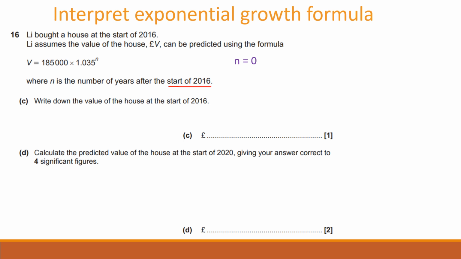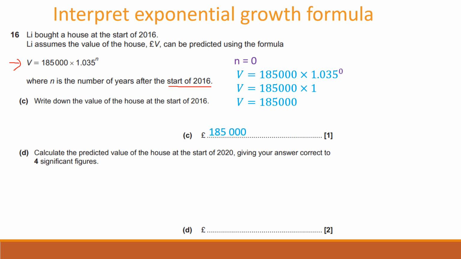So then you're just going to plug n is 0 into the formula that is given here on the third row down again. So that V equals 185,000 times 1.035 to the power of n. This time n is going to be 0 though. Now you should know anything to the power of 0 is 1. But if you're unsure, you're allowed a calculator on this question. So type it in on your calculator. Make sure you know how to use your calculator to get the answer. Which is 185,000 times by 1, which is just 185,000.